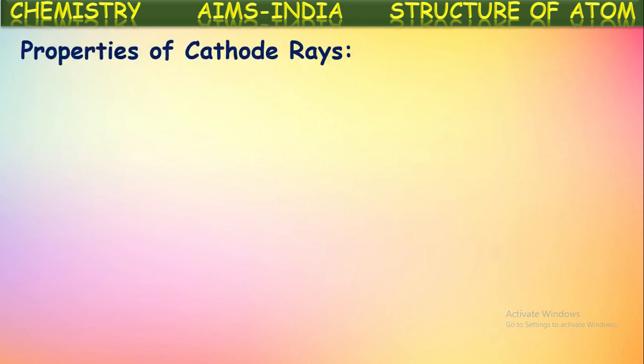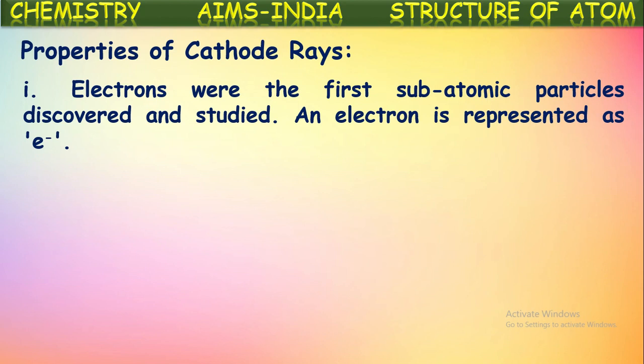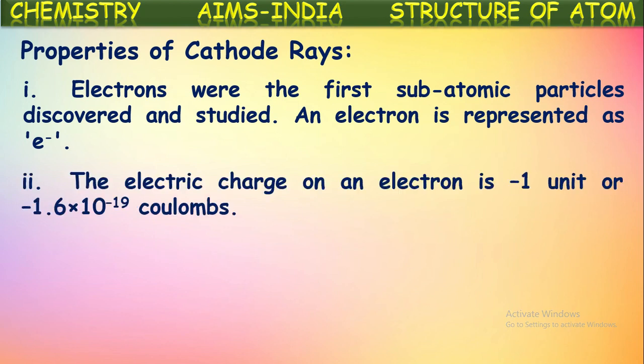Properties of cathode rays. Cathode rays are nothing but electrons. Electrons were the first subatomic particles discovered and studied. An electron is represented as e minus in expressions. The electric charge on an electron is 1 unit negative, which is equal to minus 1.6 into 10 to the power of minus 19 coulombs.